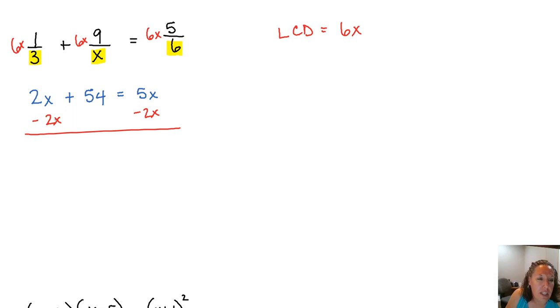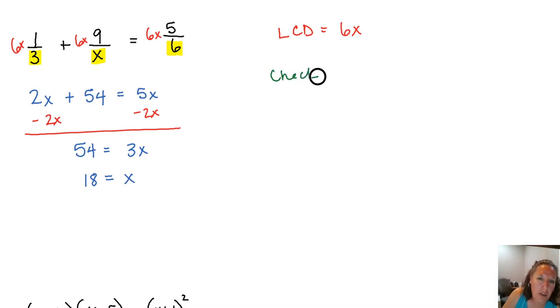All right, so 2x and negative 2x add to 0, so that means we're left with just 54 on the left-hand side. 5x minus 2x is going to be 3x, and then we can divide both sides by 3, and 54 divided by 3 is 18, and so 18 is our potential solution on this, but we always want to check.